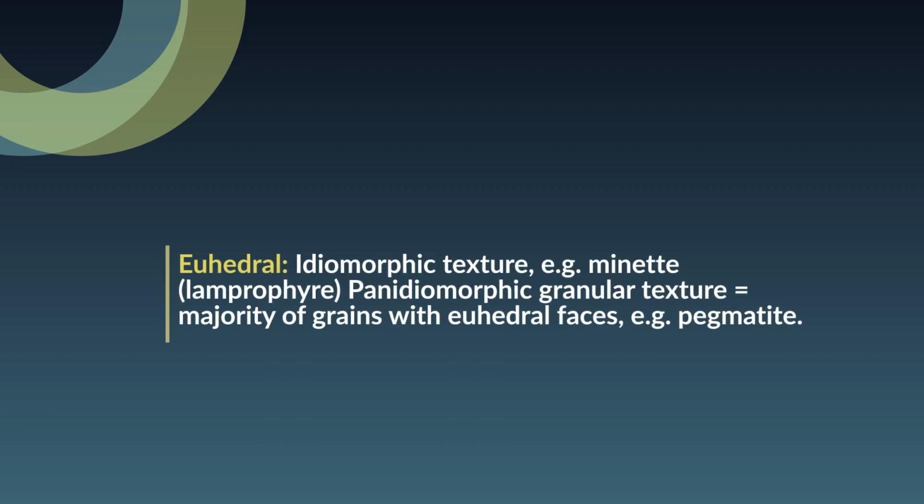Now the third category is shape of the crystals. It is of three types basically: euhedral, subhedral and anhedral. When euhedral crystals are present in the rock and seen under the microscope, you call it idiomorphic texture, for example in minette or lamprophyre. Panidiomorphic granular texture is when the majority of grains have euhedral faces, for example pegmatite. All faces are well developed, euhedral, and an example is pegmatite.